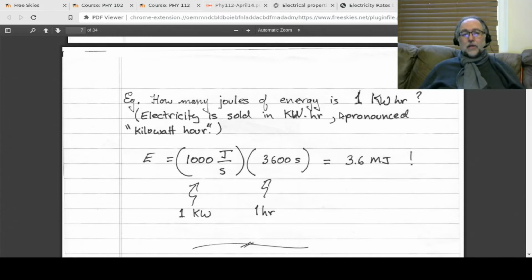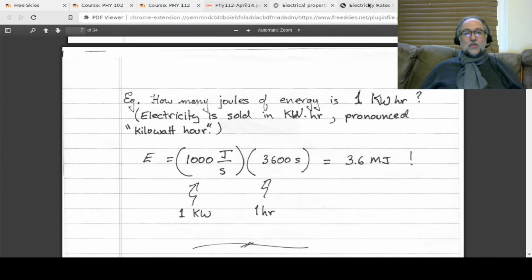And so 1 kilowatt, well, that's just 1,000 watts. And I'm going to write the watt as joules per second here, like that. So 1,000 joules per second. And an hour is 3,600 seconds. You'll notice that the seconds cancel out. And if you multiply this all out, you're going to get 3.6 megajoules. Okay, so that's a lot of energy. That's a kilowatt hour.